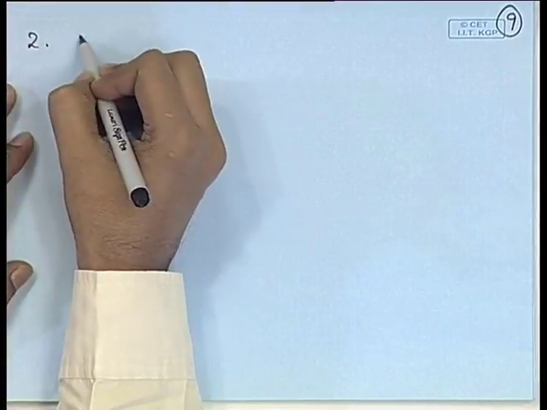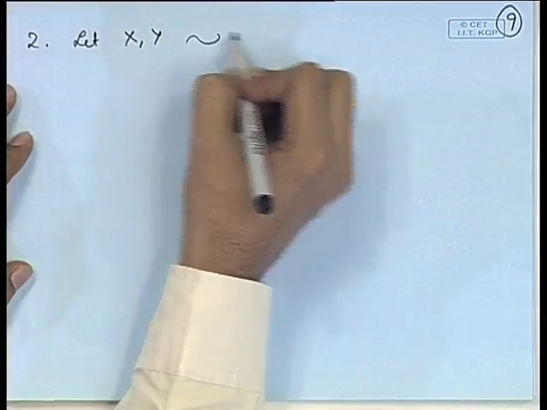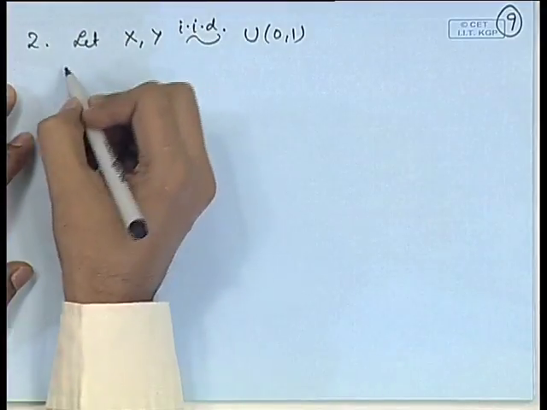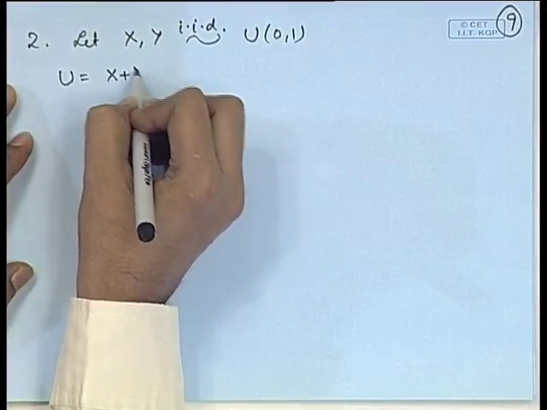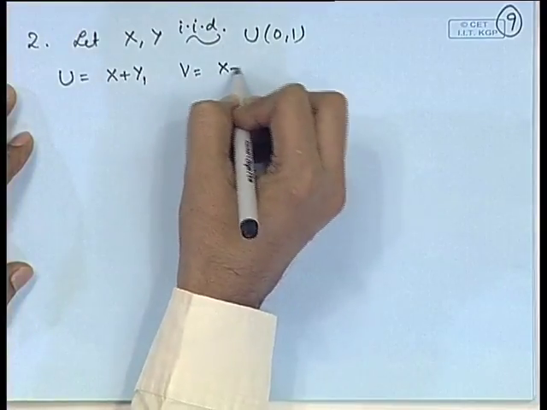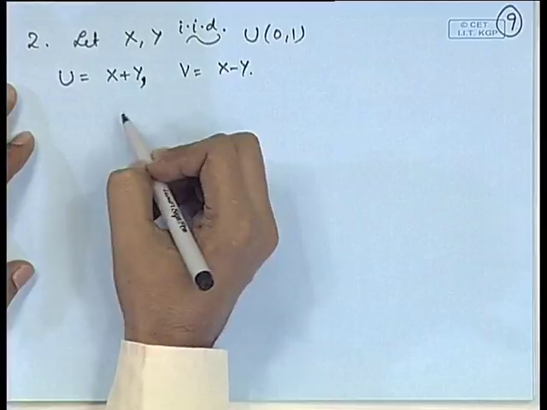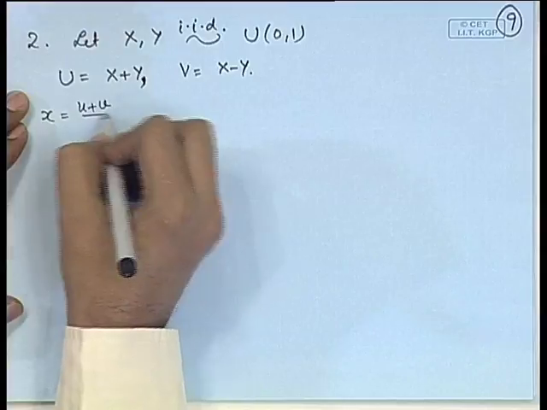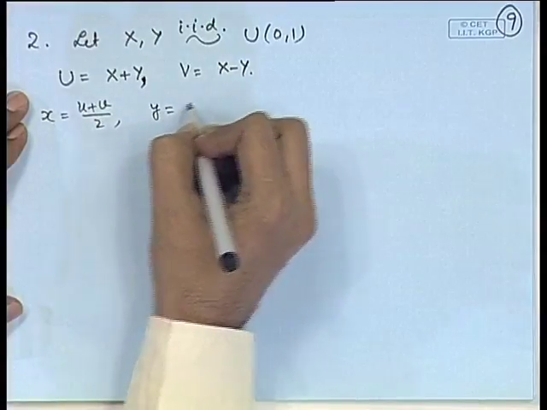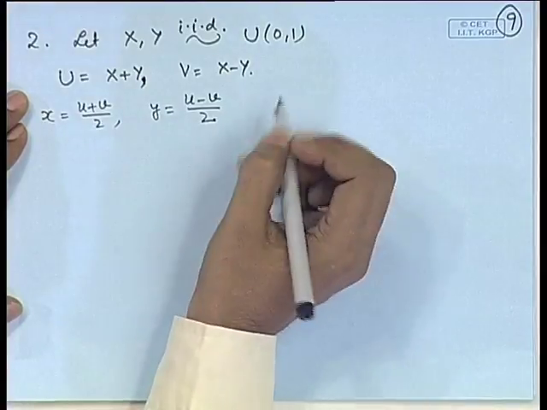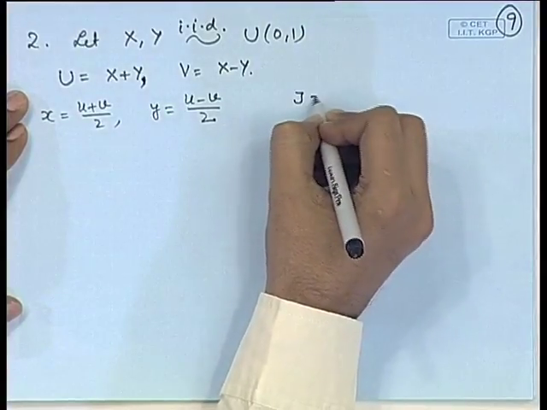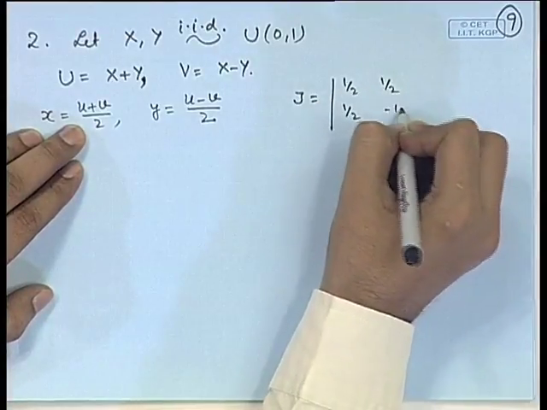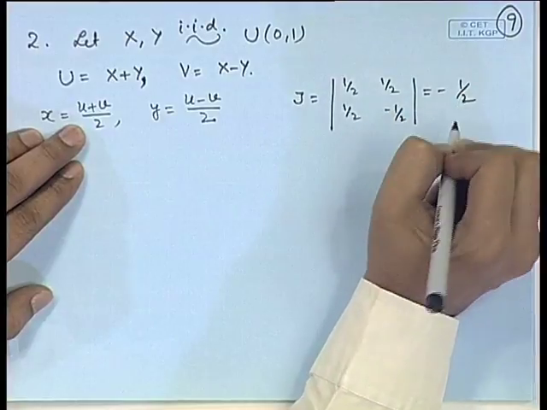Let us take uniform distributions. Let x and y be independent and identically distributed uniform random variables. Let us define, say, u is equal to x plus y and v is equal to, say, x minus y. Now, clearly this is a one-to-one transformation. X is equal to u plus v by 2 and y is equal to u minus v by 2. So, if we look at the Jacobian term, dou x by dou u is half, half, half and minus half, which is equal to minus half.